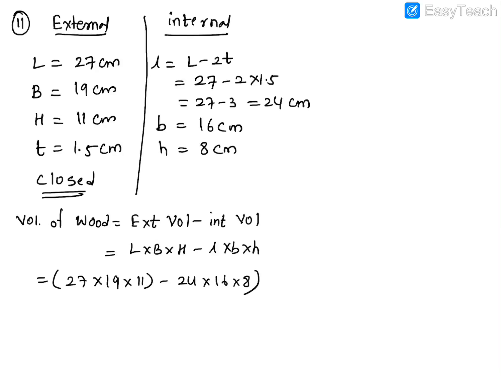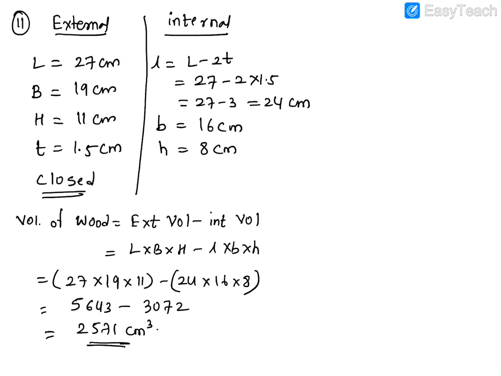16 into 8. So now here you will get 27 into 19 into 11. Okay, I'm writing the answer directly for here right now. So it will be 5643 minus 24 into 16 into 8, and that comes to 3072. So what is the difference? It will become 2571 centimeter cube. That's the volume of the wood.